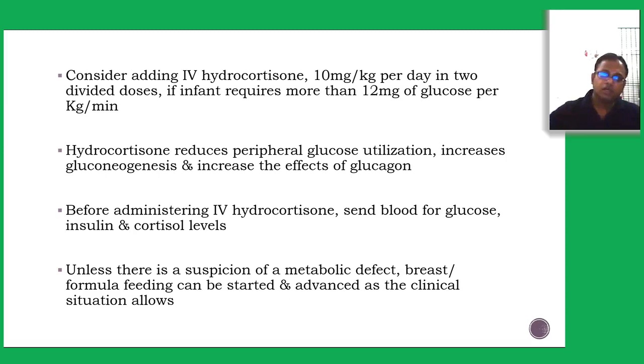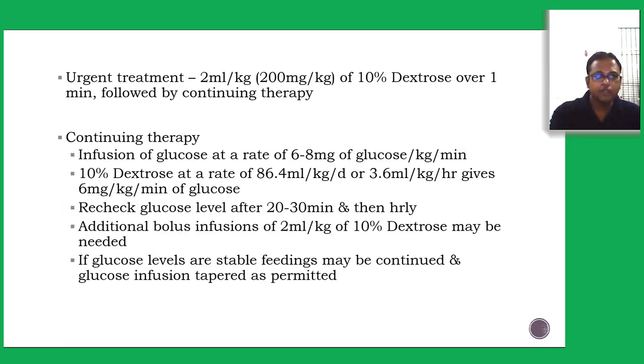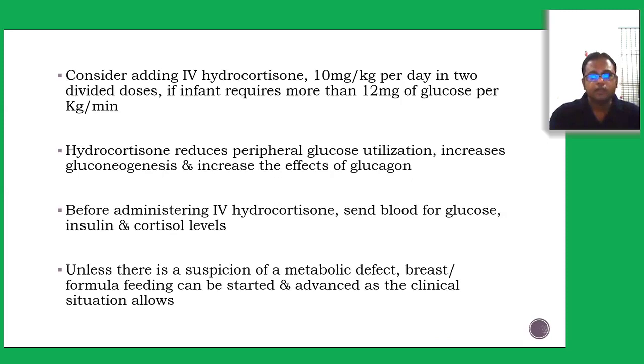And then if the sugars are not maintaining, you can add IV hydrocortisone, 10 milligram per kg they recommend. By the way, for the bolus we mentioned earlier, 2 ml per kg is given over 1 minute, and some authorities recommend it to be given over 5 to 15 minutes. So hydrocortisone dose-wise, 10 milligram per kg in two divided doses, that is, if infants are requiring more than 12 milligram of glucose per kg per minute.